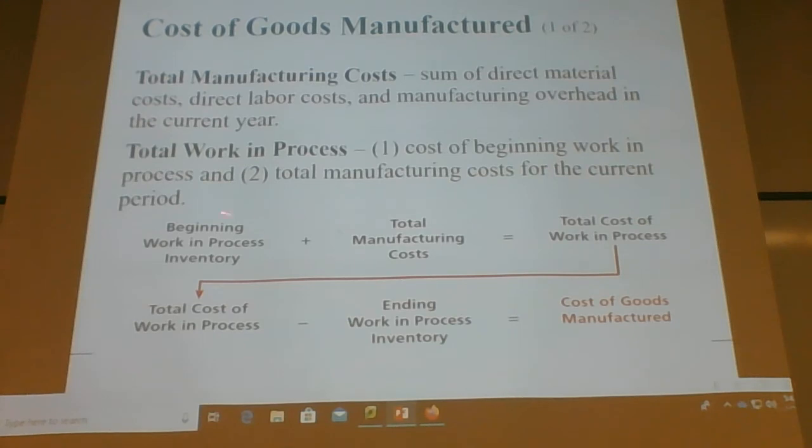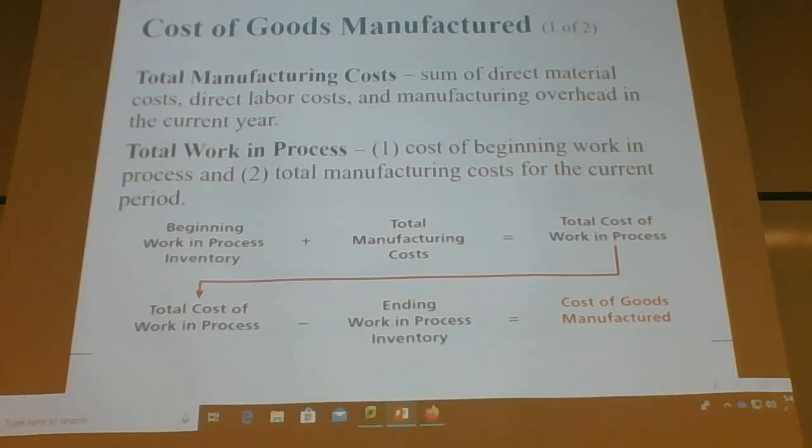This is just the stuff that was not fully complete on the last day of the prior year. Then we're going to add to that all of our total manufacturing costs for the year, and that equals total cost of work in process. We drop that down. It's the same heading here, total cost of work in process. We're going to subtract out the ending work in process, and that gives us cost of goods manufactured.